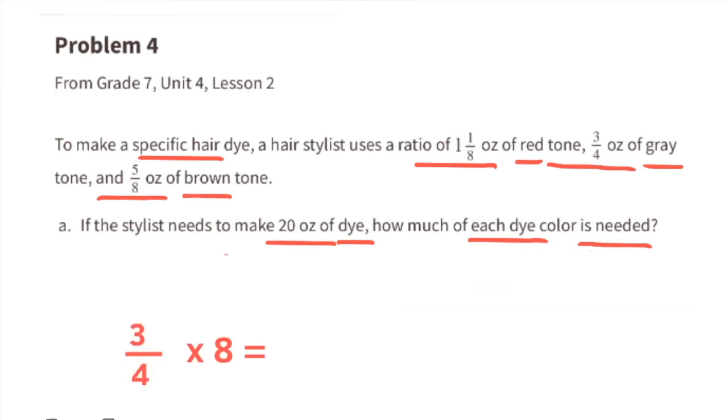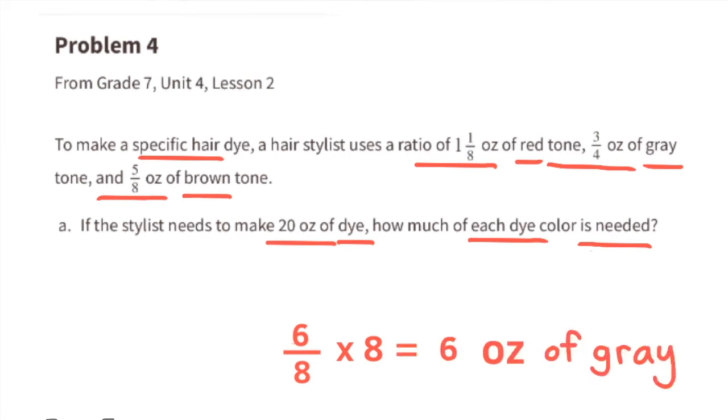3/4 times 8, which is also equivalent to 6/8 of 8, or 6/8 times 8. Think of it as 6 times 8 divided by 8. That equals 6. So the stylist would have to use 6 ounces of gray tone when making 20 ounces of dye.